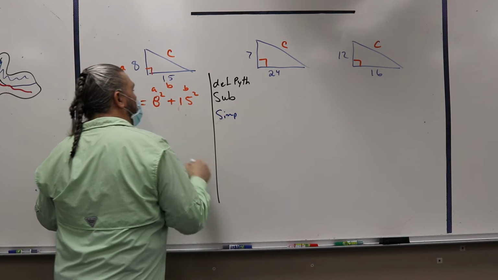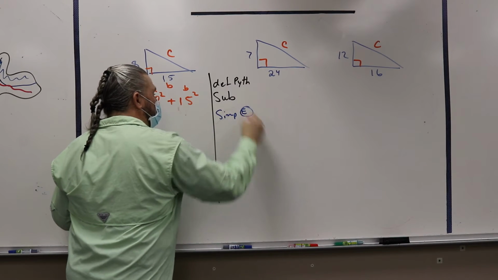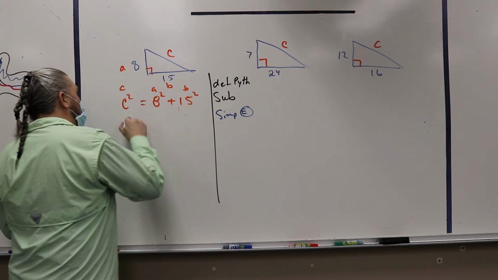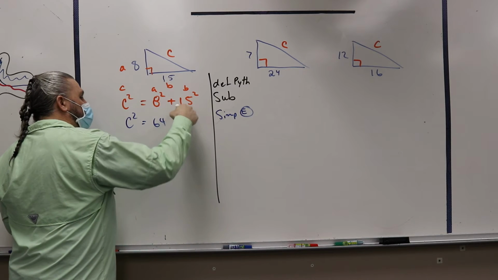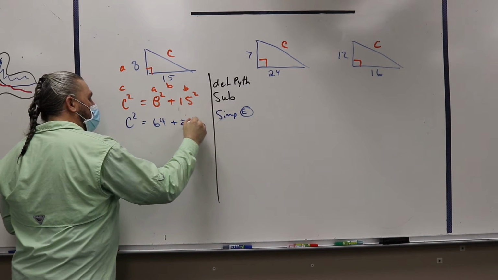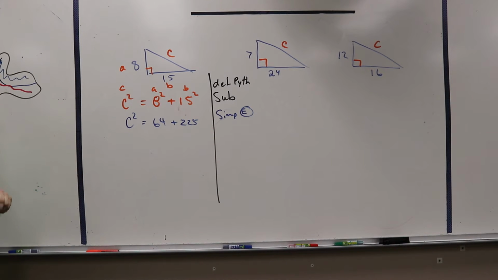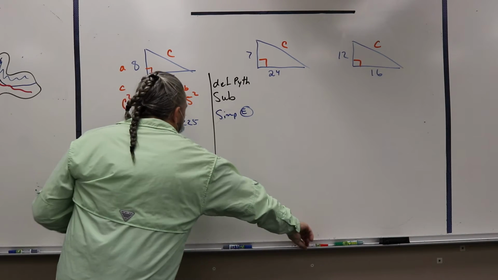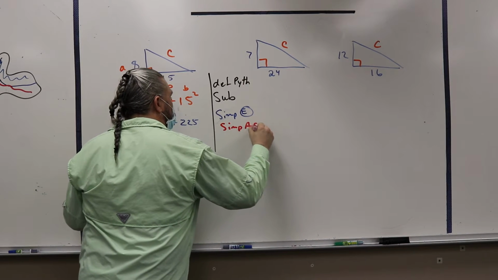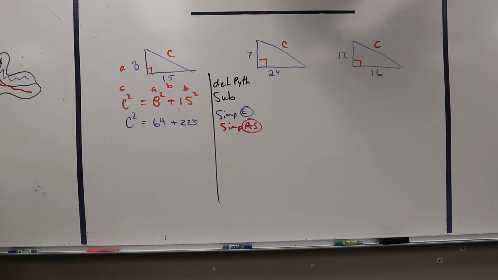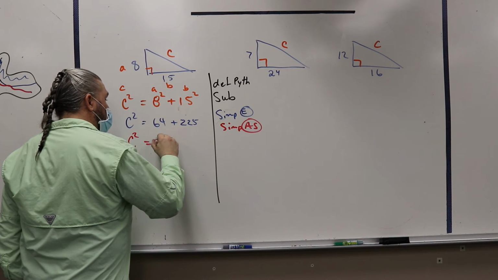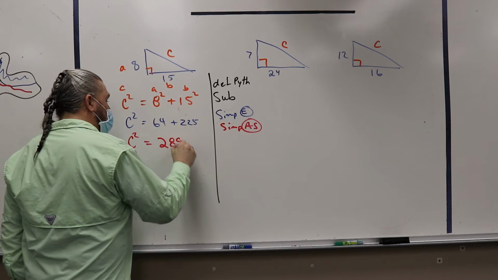Simplify. Simplify using what? Exponents finally. We've never used exponents yet. Okay, so what is 8 squared? 64. What's 15 squared? 225. Okay? Now we use simplify, addition and subtraction. Now you see why we're using these AS versus MD versus E? Now, C squared is equal to what? 289.